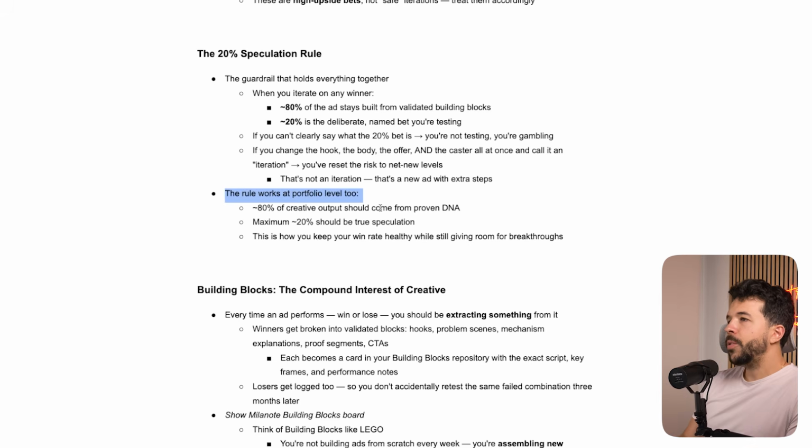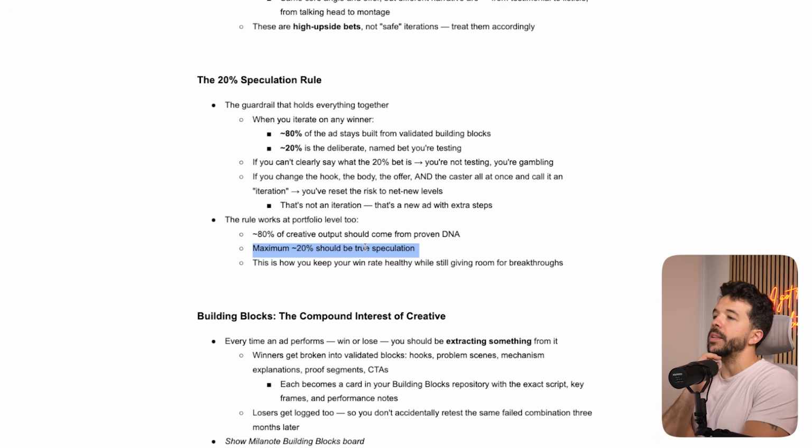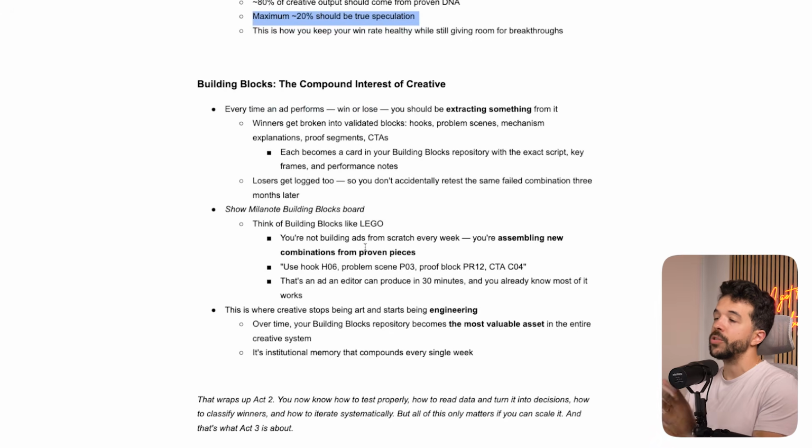In terms of how the rule works at portfolio level, it still applies, and 80% of creative output should ideally come from proven DNA, and keep a maximum of 20% for true speculation. And this is how you keep your win rate healthy while still giving room for breakthroughs. It's a good way to structure your weekly portfolio mix and the entire structure of the account.